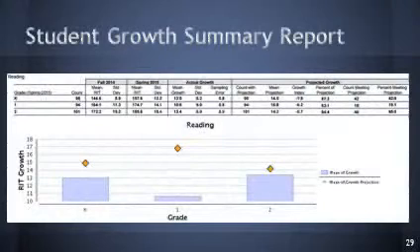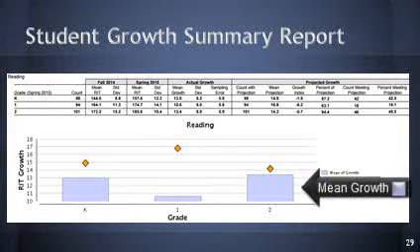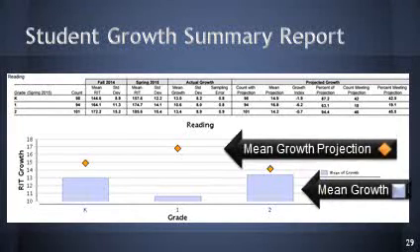The Student Growth Summary Report is a great report to pull to use to demonstrate how your school is doing overall with their growth. What this shows for each grade level on the bar is the mean growth for the grade level for your school, and the yellow diamond is what the projection was as to whether or not they have met that projected growth. It's quite one of those times when a picture is worth 1,000 words.